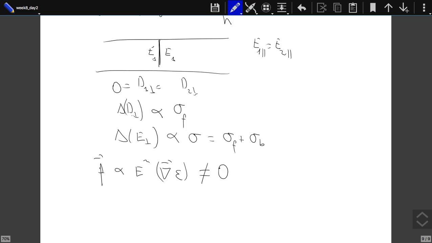Polarization. But that is all parameterized in epsilon. All those effects of the polarization, we already took them into account.